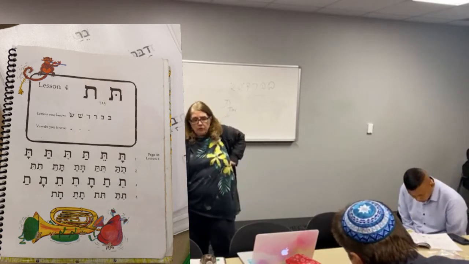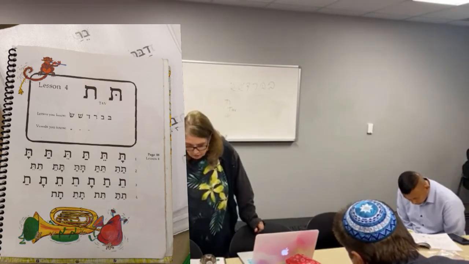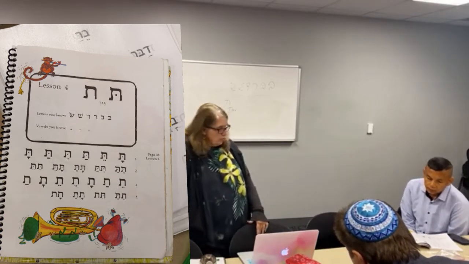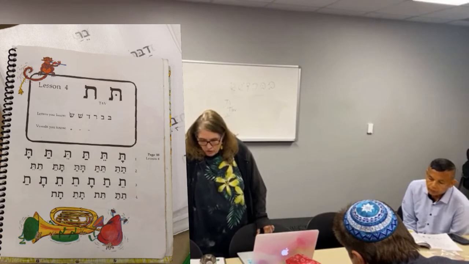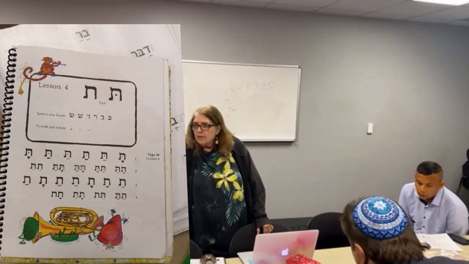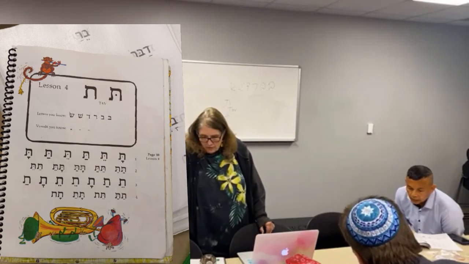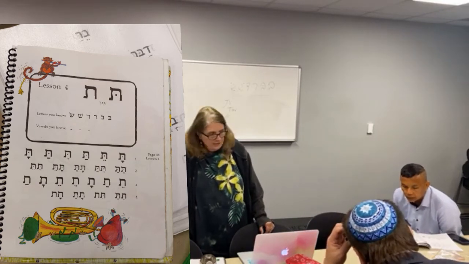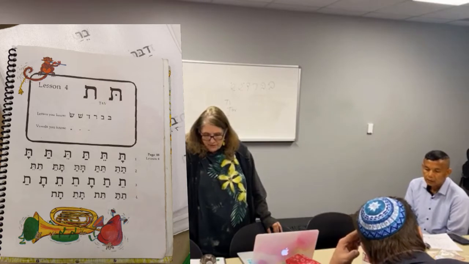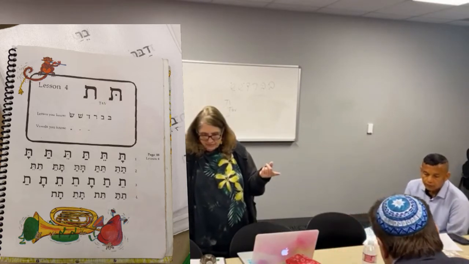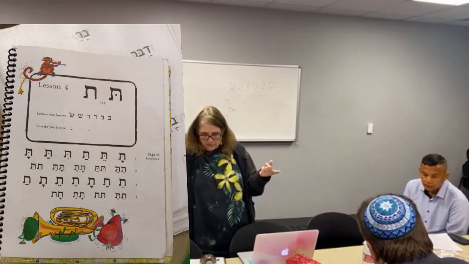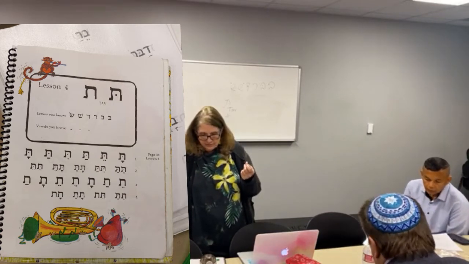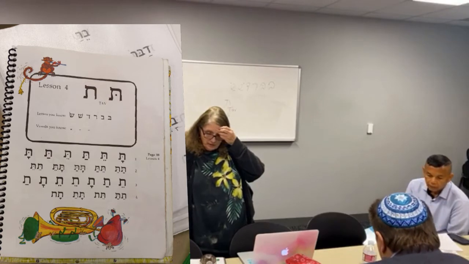All right, so let's look at page 18. Let's start with Randy. Let's just do line 2. Te. Okay, good. Next. Te ta. Tata. Tata. Tate.